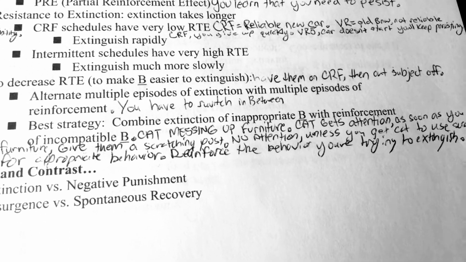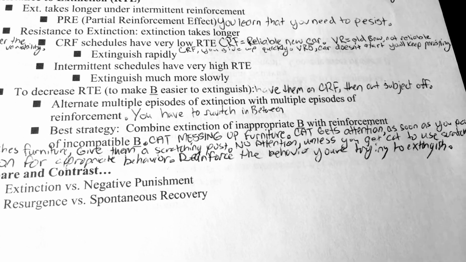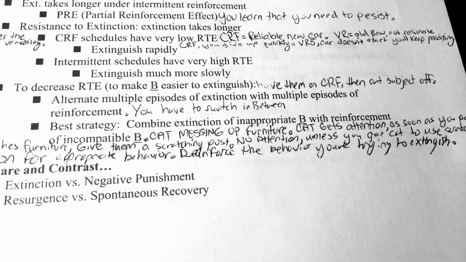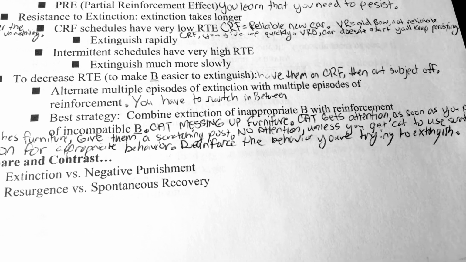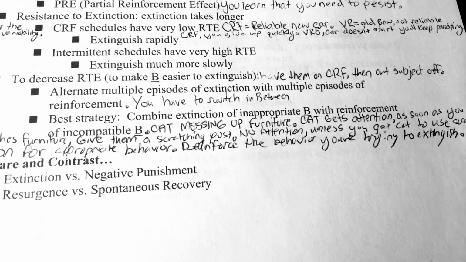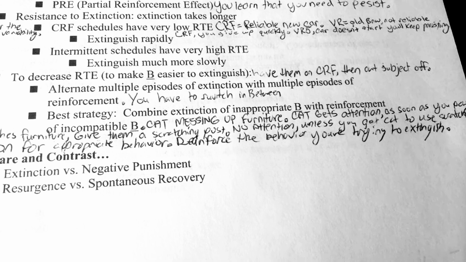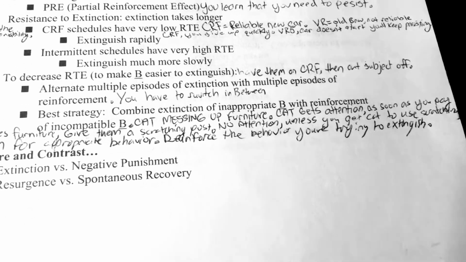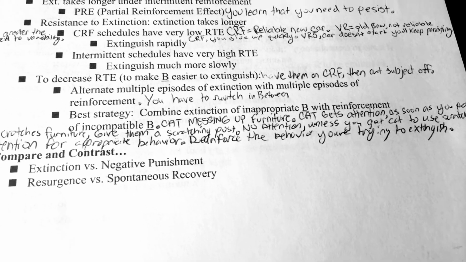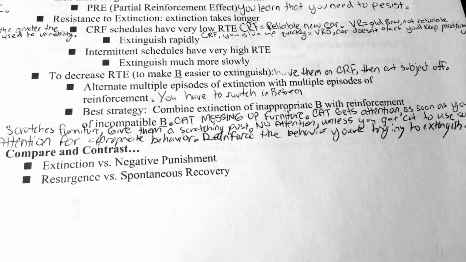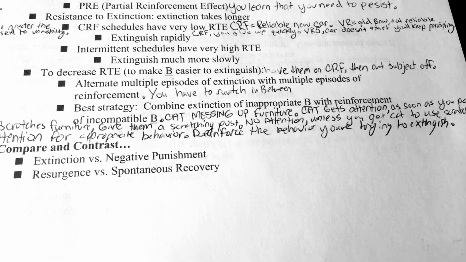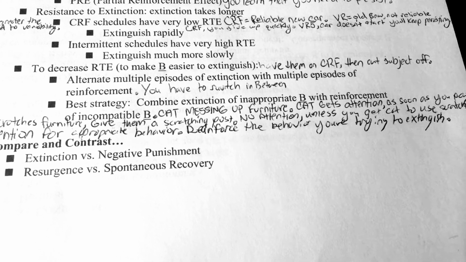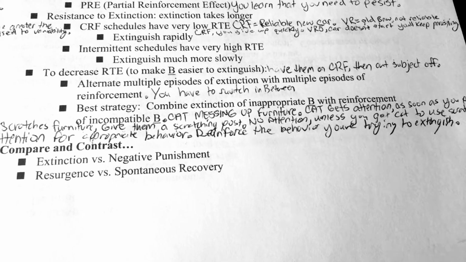Instead, take your scratching post and isolate it from your furniture. And when the cat sees the scratching post and he starts scratching that object, then that's when you decide to reinforce that behavior. So you're combining extinction of inappropriate behavior with reinforcement of an incompatible behavior. So you're taking that behavior that you find as an annoyance, and instead taking that and reinforcing it towards another behavior.